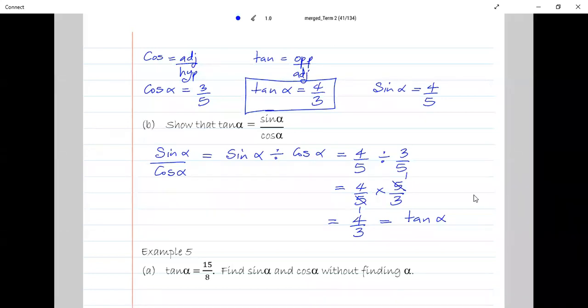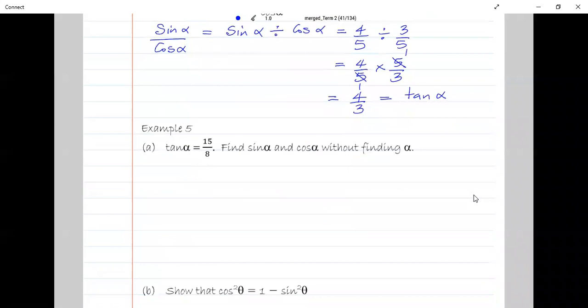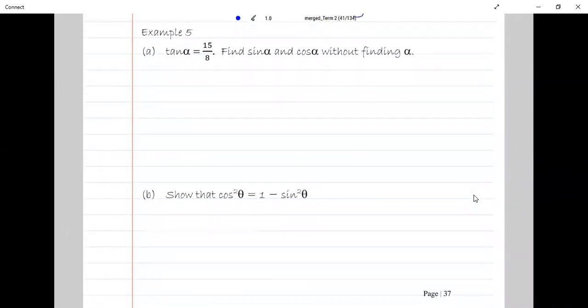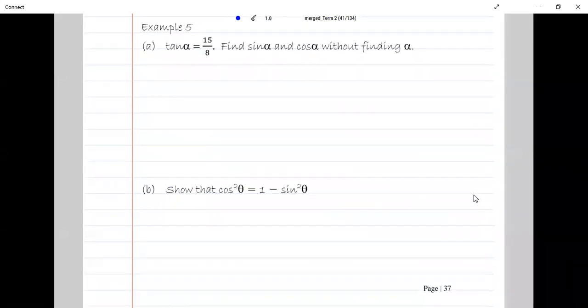All right. So the final example in this section is example 5. Let's have a look at it, please. In example 5, we're told that the tangent of alpha is equal to 15 over 8, and we are to find the sine of alpha and cosine alpha without finding alpha. So here, what we're doing is we're given one ratio and we're asked to find the other two ratios without actually finding the angle.